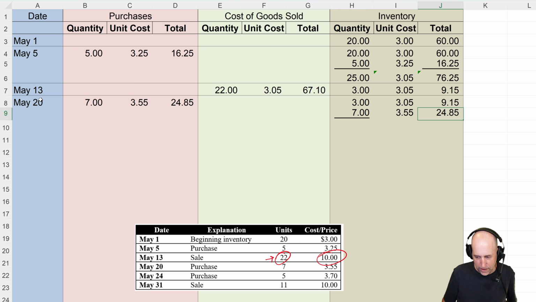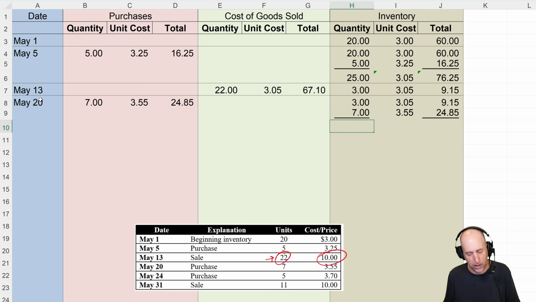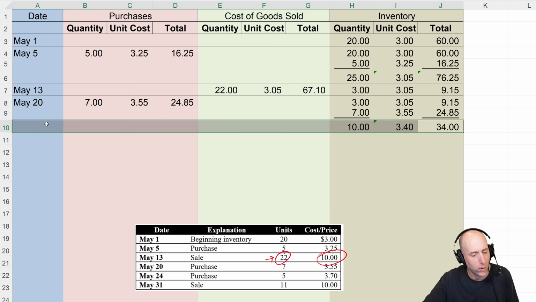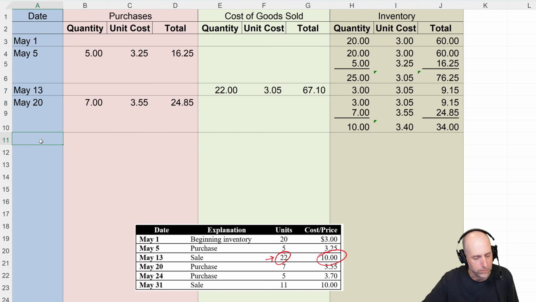So I'm going to total the left. I'm going to total the right. I take the right number divided by the left. 3 plus 7 is 10. 9.15 plus 24.85 is 34. 34 divided by 10 means the average cost of our inventory is now $3.40, the weighted average cost.